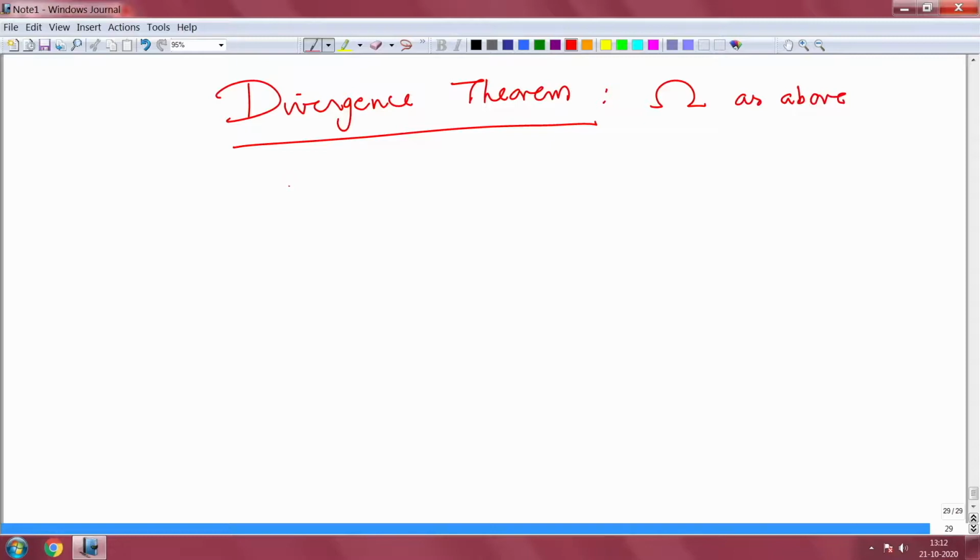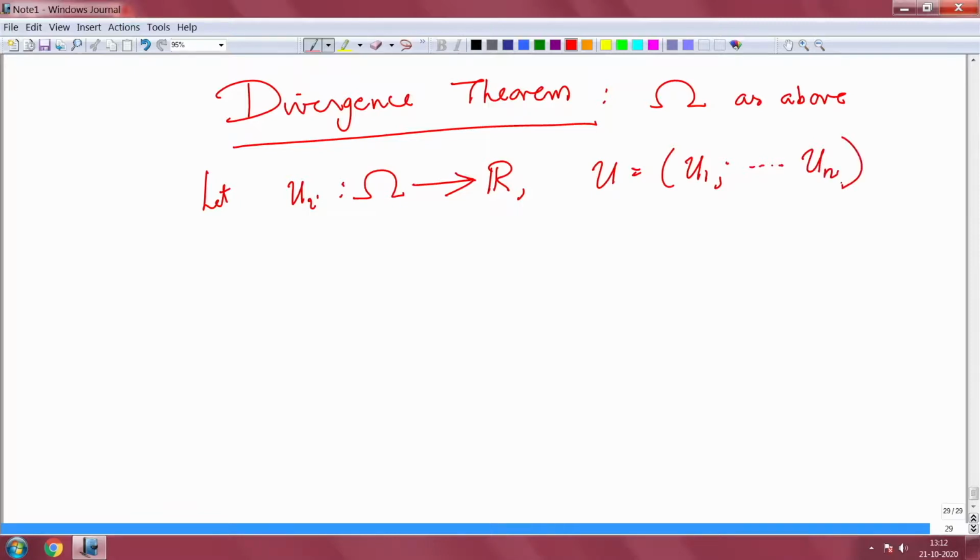Okay. And you have your map u from Omega to R^n, Omega to R, and you write u is equal to (u1, ..., un). Assume that each ui is in C1 of Omega, for 1 less than or equal to i less than or equal to n. In another 5 minutes we will finish.